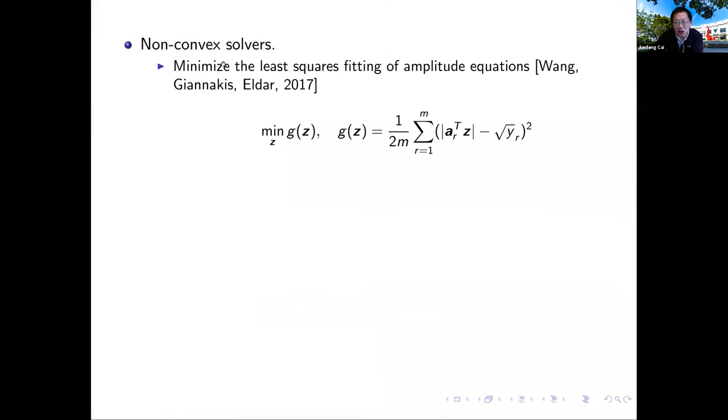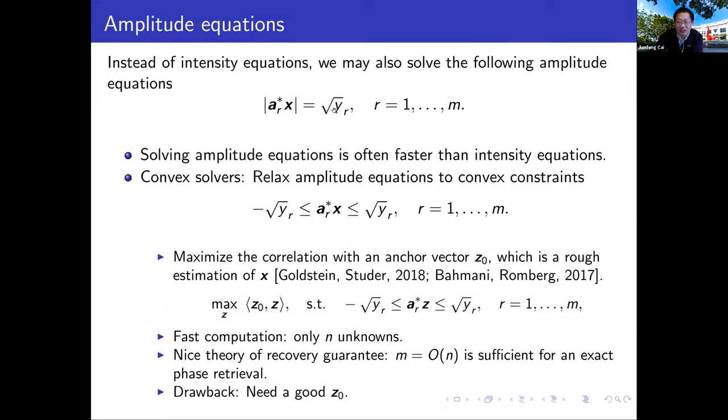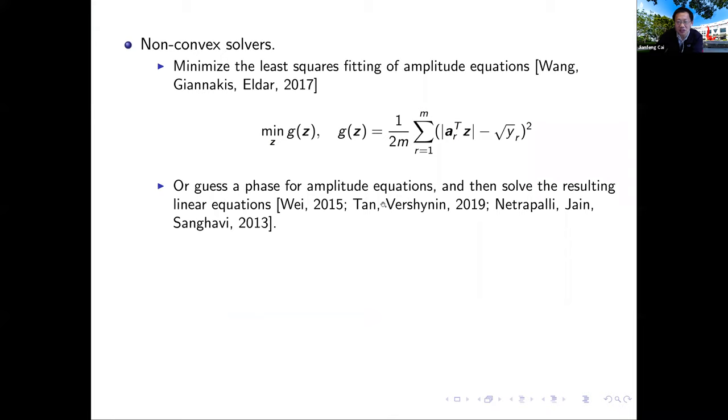We can also go to non-convex solvers. We can do a straightforward least squares fitting to the amplitude equations. Or some other authors may go another way. That is, we first guess a phase, and once the phase is fixed, which means I can remove this absolute value now, right? Then this just becomes a system of linear equations, and we just solve this system of linear equations. So we first guess a phase of the amplitude equations, and then solve the resulting linear equations.